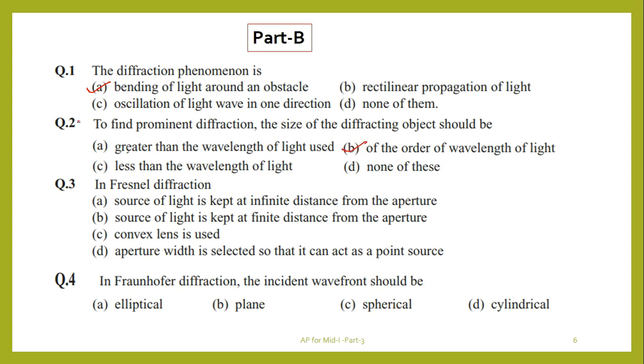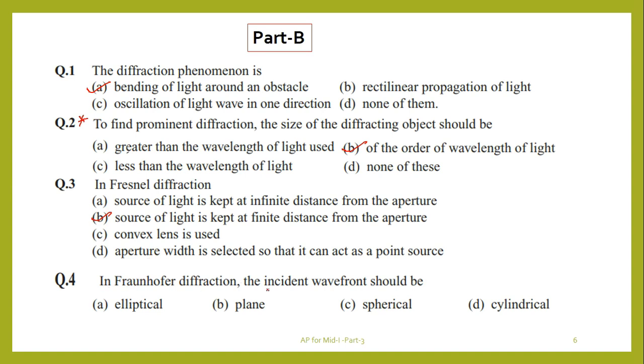This is the basic and one of the important conditions in order to get a prominent diffraction. In Fresnel's diffraction, we have two types of diffraction, Fresnel and Fraunhofer. In Fresnel diffraction, the source of the light is kept at a finite distance from the aperture. If we keep it at infinite distance, then it is Fraunhofer. In Fraunhofer we use the lens, but in Fresnel we won't use the lens.